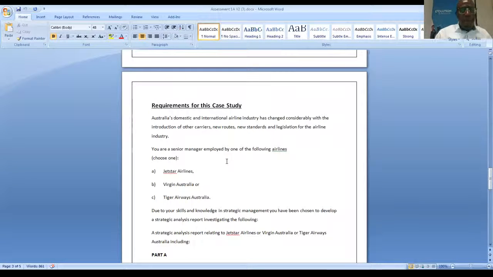So the requirements for this case study is: Australia's domestic and international airline industry has changed considerably with the introduction of other carriers, new routes, new standards, and legislation for the airline industry. So what you're saying is there have been some new regulations that have come up. We've got some new players now in our airline industry, and some of these new players, like Tiger, came in recently, and they're charging $49, $79 to go to Melbourne and Adelaide and Gold Coast. And so you can look at that and say, well, how does that impact the domestic market?